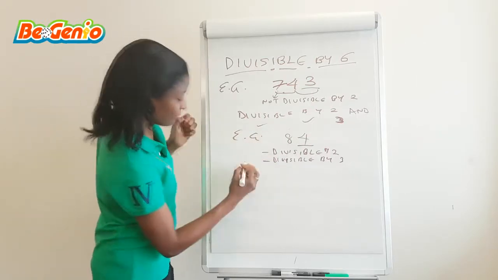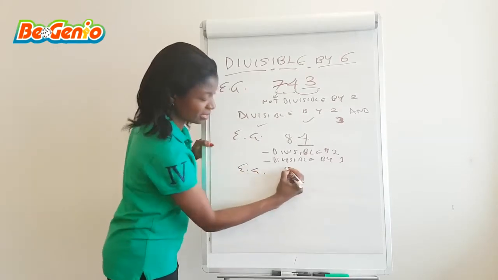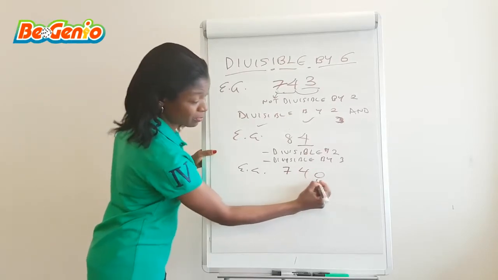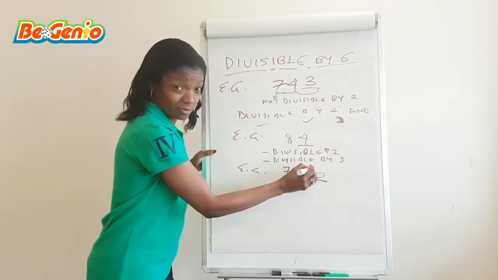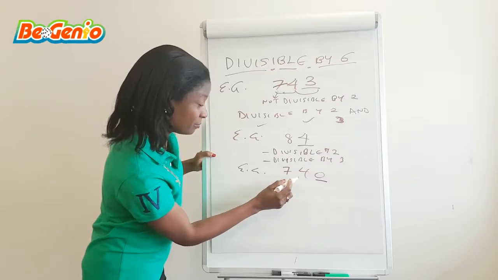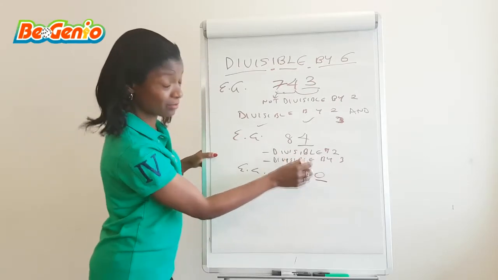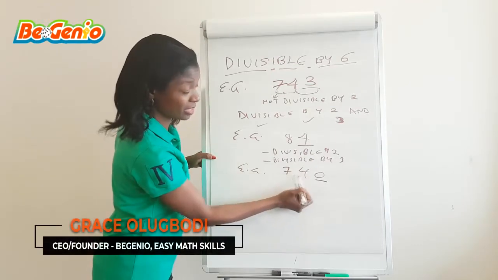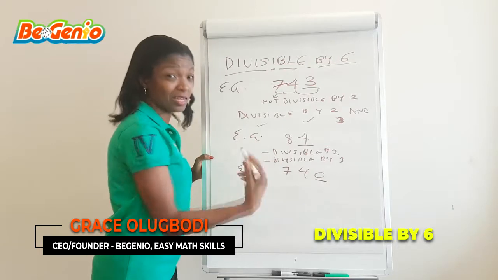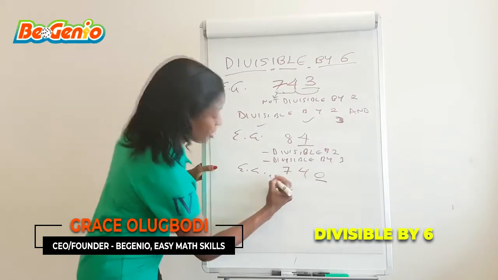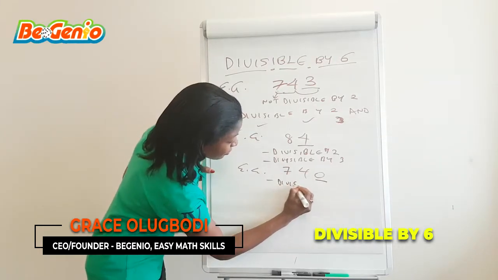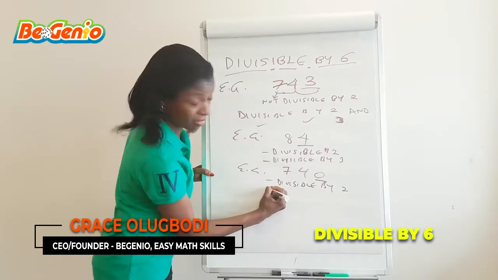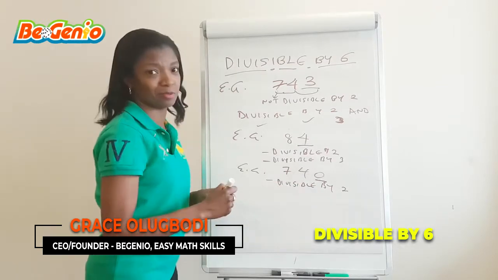Okay, last one, let's do a very, very quick one. 740, is that divisible by 2? Yes, it is divisible by 2 because of that 0, because 0 is an even number. Is it divisible by 3? No, it's not, because if you look at 7 and 4, and you add those numbers together, 11 plus 0 is 11. 11 is not divisible by 3. So this number is divisible by 2, but it's not divisible by 3. Therefore, it cannot be divisible by 6.